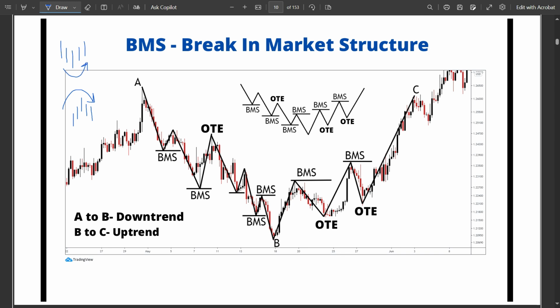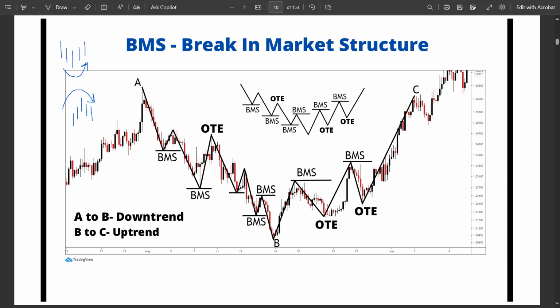Lastly, I explained OTE, which stands for optimal trade entry. We always look for a reason to enter. When you use a Fibonacci retracement, you expect a reaction from the 50% to 79% range. In this section, the price retraced even to the 79% Fibonacci level before falling again.